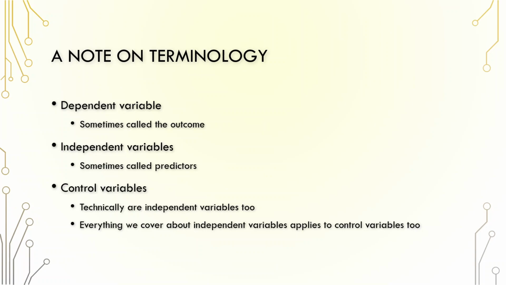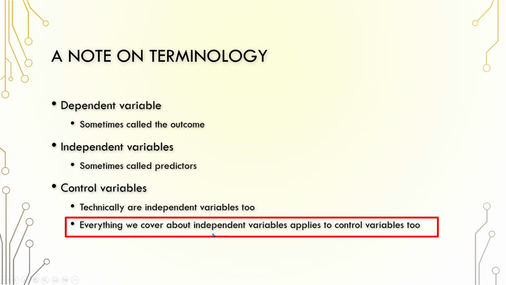Independent variables are sometimes called predictors. These are all the variables that go into our model that we want to see how they're connected to that one dependent variable. And to say that again, in regression you have one dependent variable that has to be continuous or ordinal, and then one or more independent variables, and they can be continuous, ordinal, or nominal. And then control variables are technically independent variables too. And so everything that we cover about independent variables applies to our preparation of control variables too.